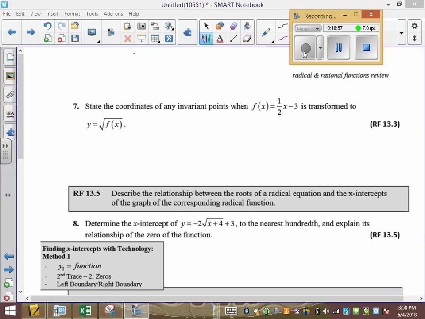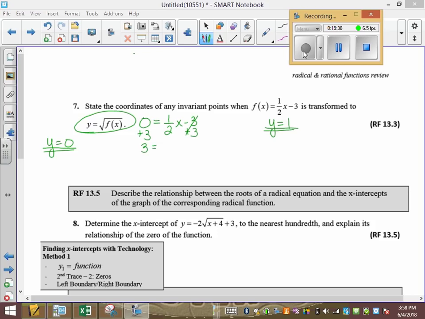So state the coordinates of any invariant points when f of x equals 1/2 x minus 3 is transformed to this. To do it algebraically, the invariant points when you take the radical happen when y equals 0, because the square root of 0 is still 0, and when y equals 1. So you could take either the original or the original under the radical sign and set y equal to 0 and solve, because you're going to get the same points between the two because they're invariant. So I'm just going to use the original and not the radical one, just because it's one less step to solve. So I'm going to get 0 equals 1/2 x minus 3, add my 3.